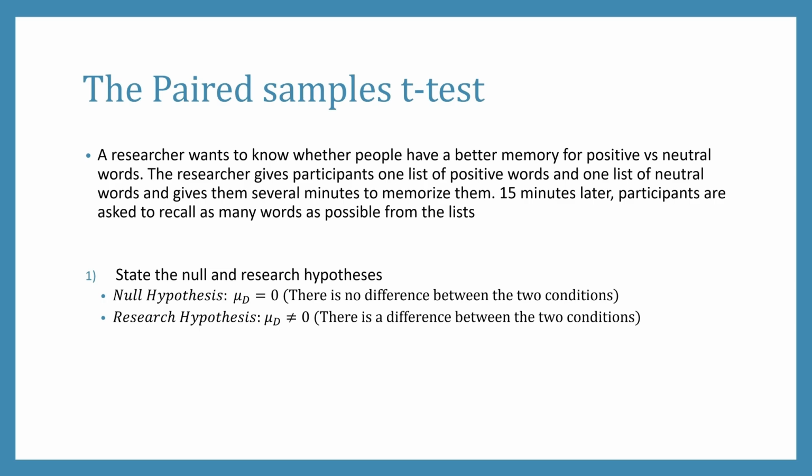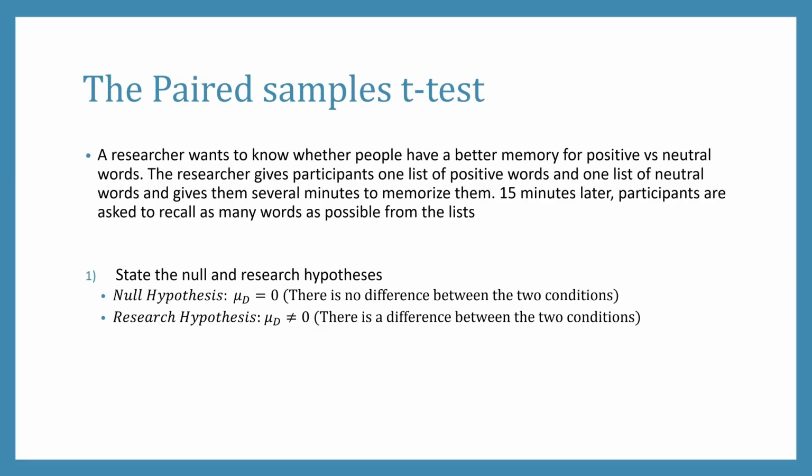Now, the research hypothesis, on the other hand, is that there is a difference between the two conditions. And here we have a non-directional hypothesis. I guess this researcher doesn't really have an idea about whether the positive versus the neutral words would be remembered differently, or one being higher or lower than the other. So this is our research hypothesis: there is an effect of the emotion on memory. So there's going to be some sort of difference. Either people are going to have worse memory for the positive words, or they're going to have better memory for the positive words compared to the neutral ones.